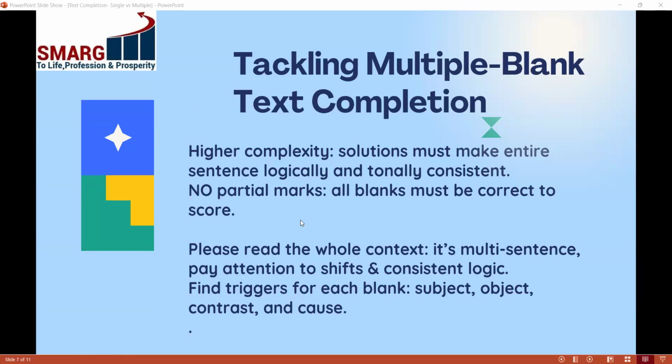All right. Now, find triggers for each blank. Subject, object, contrast, cause. We have already discussed how contrast can show up. At times there can be an interrelation, so look for phrases that are establishing causation. Subject and object are also important. What is the subject of this sentence? How is it relating? Am I continuing with the object if there are multiple sentences? Where is my attention going? These are some of the aspects that you have to look for in order to get the correct combination. Is it clear to everyone?